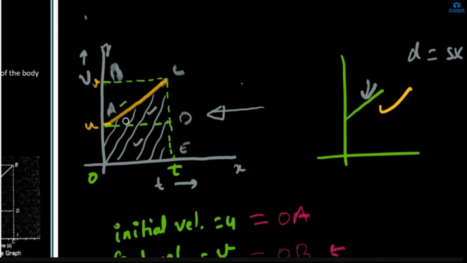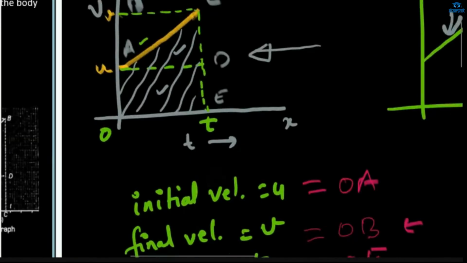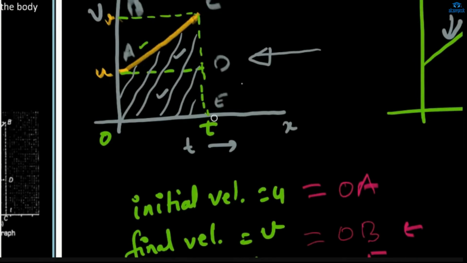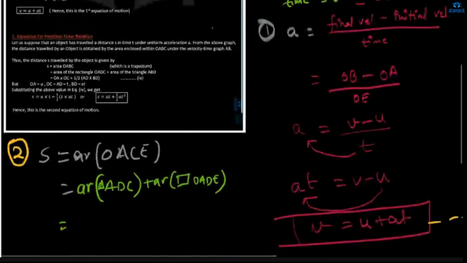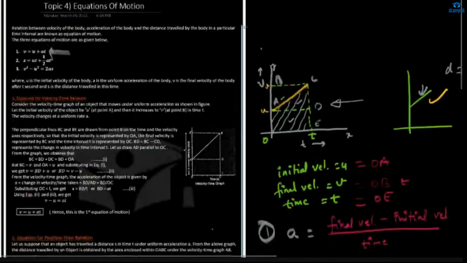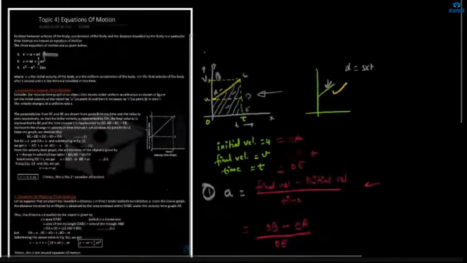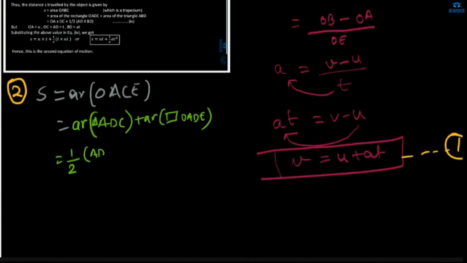Yes, it is ADC. This ADC is our triangle, plus the area of the rectangle OADE. What is the formula for the area of a triangle? Half base into height. Here the base is AD and the height is CD, which means we can write half AD into CD.